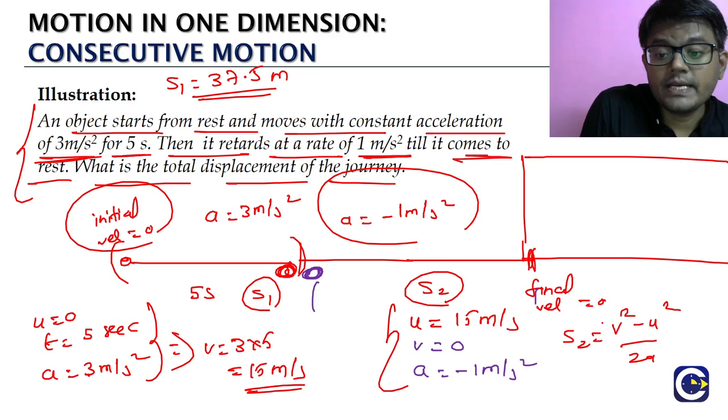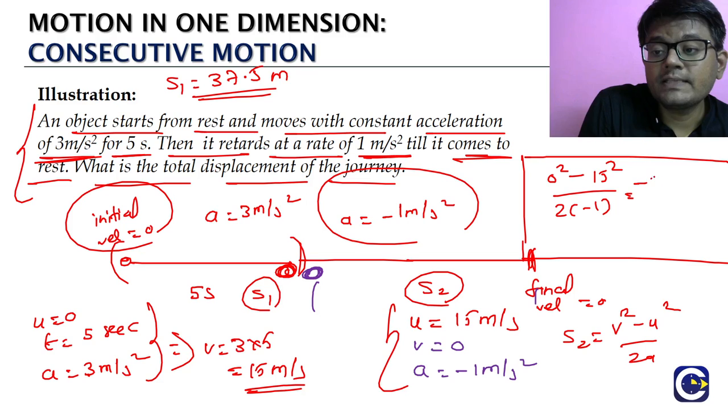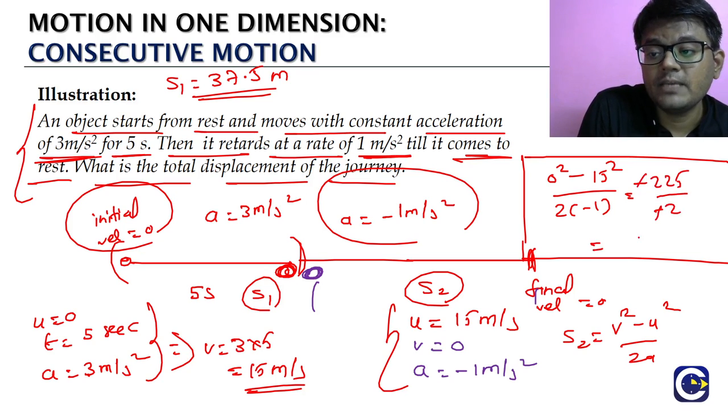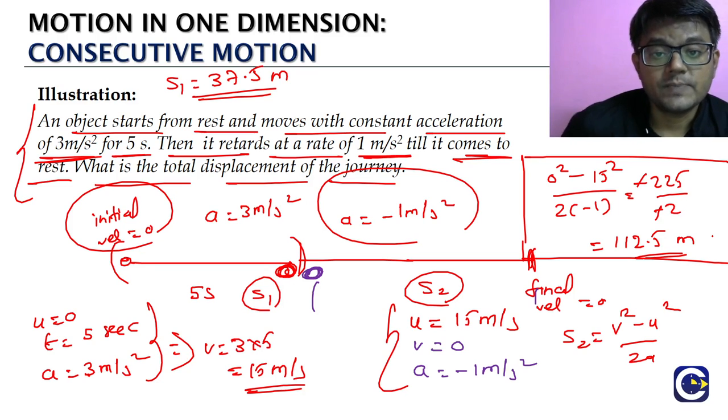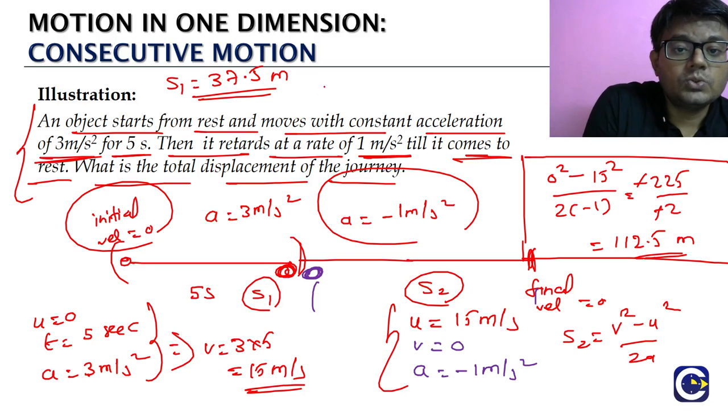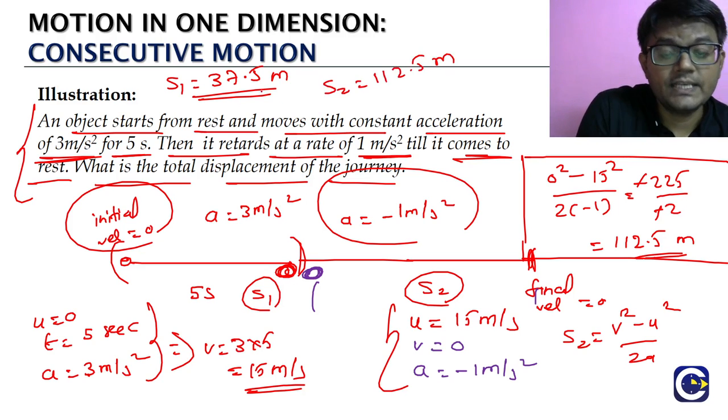Okay, so now look at it. v square means 0 square. u square means 15 square, divided by 2 into a, which is, numerator is minus 225. 15 square is 225, by minus 2. So minus minus is cancelled. How much is it? It will be 112.5 meter. Okay, so that is the displacement. So S2 is 112.5 meter.